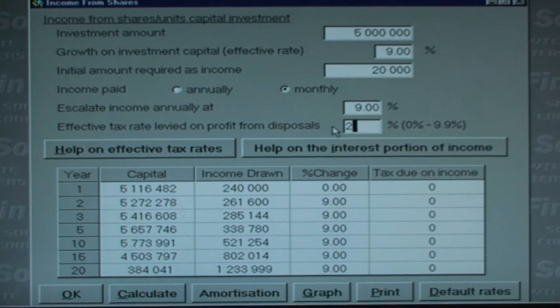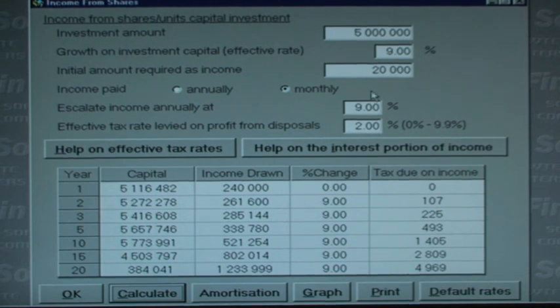So if we entered 2% on here and clicked on calculate, we would see the amount of capital gains tax that we'd have to pay in every year. It's virtually negligible. I mean, look at year 20, we're earning 100,000 Rand a month, 1.2 million Rand in income, and we're only paying less than 5,000 Rand in capital gains tax.